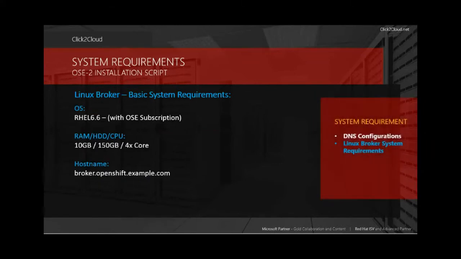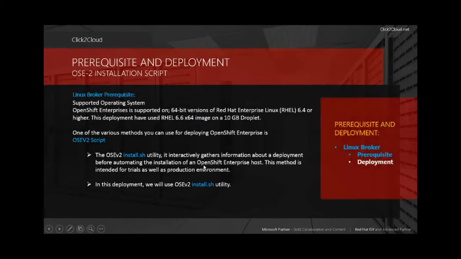For system requirements, we are using the OS and other parameters on the screen. We are using Red Hat Enterprise Linux 6.6 with OSE subscription for the OS. The RAM used is 10 GB with 150 GB hard disk and a 4-core processor. This configuration being used for demonstration is not the minimum requirement. For host name, we are using broker.openshift.example.com.